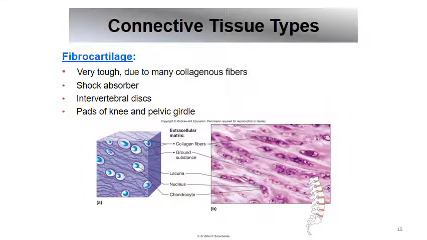Fibrocartilage. This is the strongest type of cartilage. Very, very tough. It has a very big amount of collagen fibers. It acts as a shock absorber. And a good location for this, we'll know this as the intervertebral discs, but they're also found in our knee, our pelvic girdle. And so here the intervertebral discs are between our vertebrae, so here the orange ones. And they're holding the weight of our body.